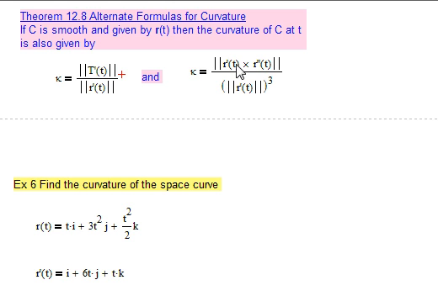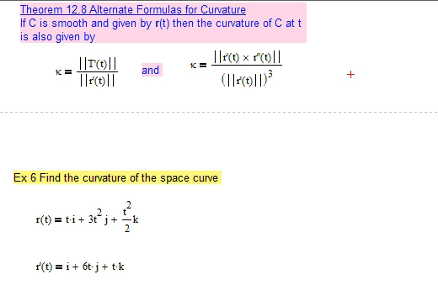And kappa could also be the length of r prime of t crossed with r double prime of t, that would be sort of like the velocity crossed with the acceleration, divided by the cube of the length of the velocity vector, or r prime of t. So let's say without proof, I will just say that those are alternate paths. I could probably take some time and talk my way through that, but let's not and say we did.